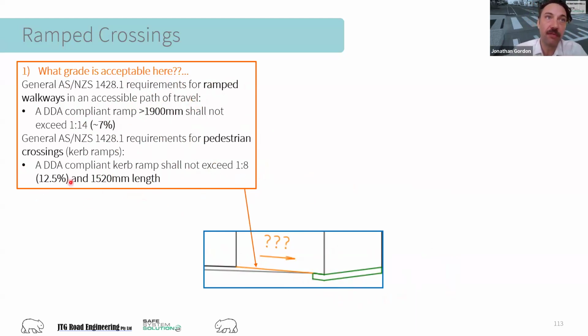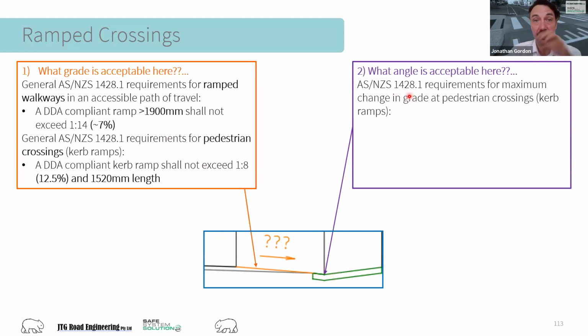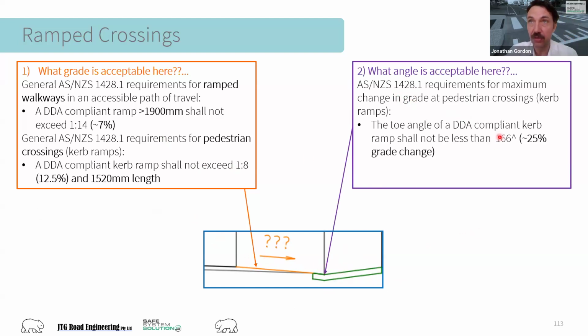And then we've got over 1520 millimeters, a nice little value there from our Australian standards, can be up to 12.5%. So that's good, some values. We've also then got the angle requirement. So from, again, the Australian standards referring to DDA requirements, this might be a bit tricky to negotiate for a wheelchair. And we do have values that we can refer to, and that is saying 166 degrees. We don't want this angle to be less than that.